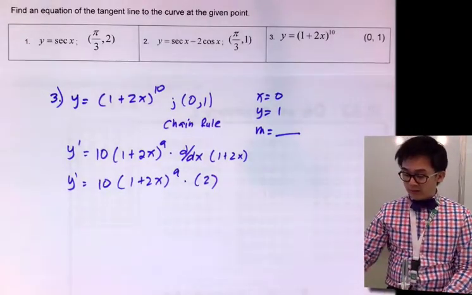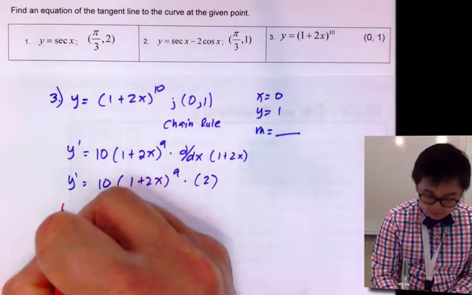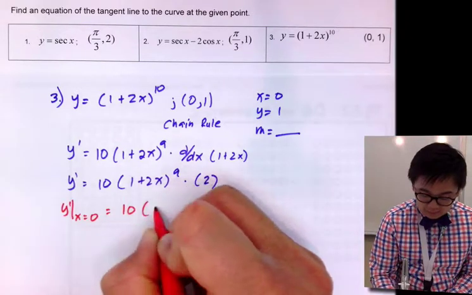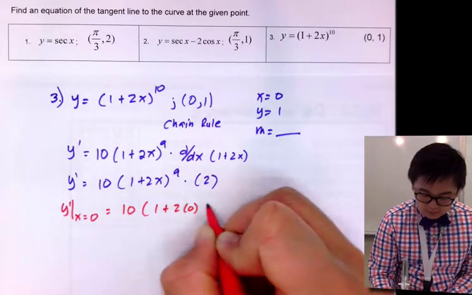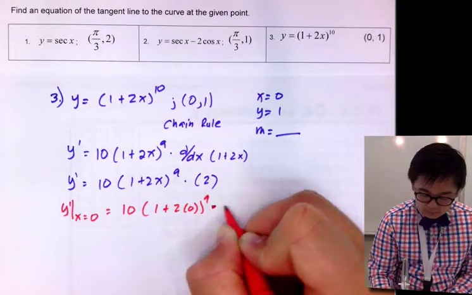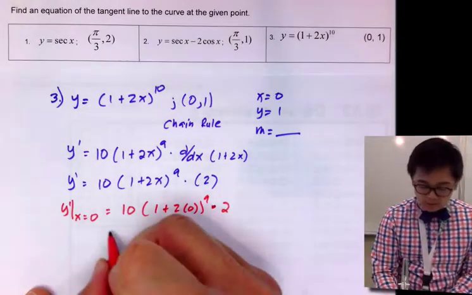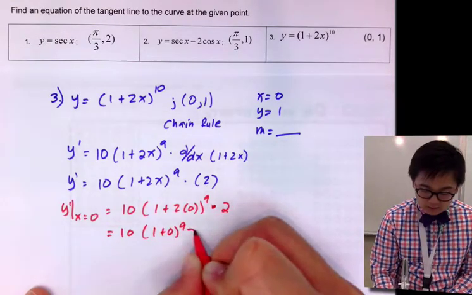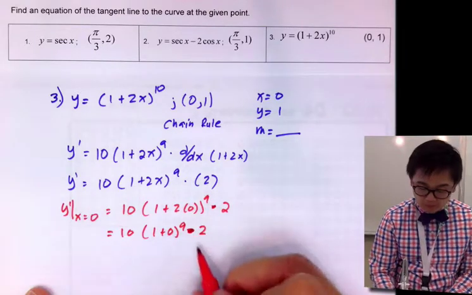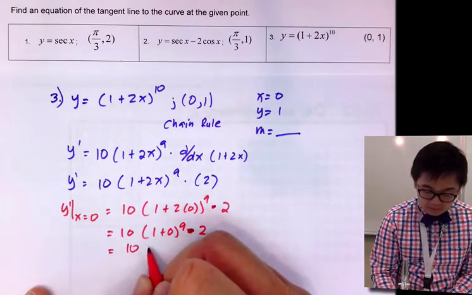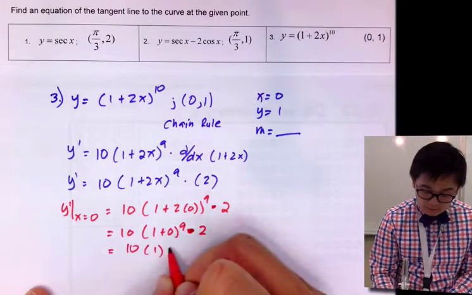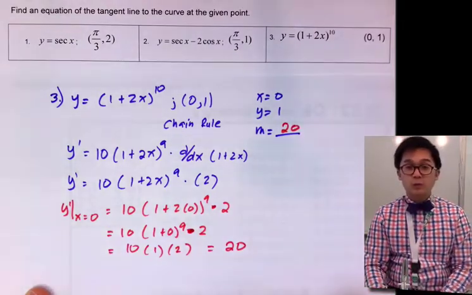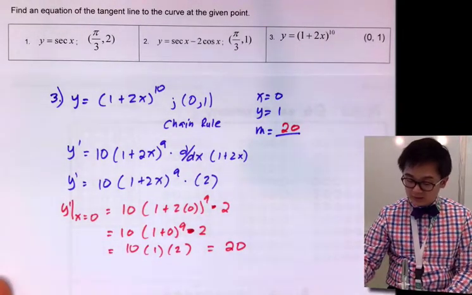So now that we have our derivative, let's go ahead and evaluate the derivative at x equal to 0. So we'll have 10 times 1 plus 2 times 0 raised to the 9th multiplied by 2. And we'll have 10 times 1 plus 0 to the 9th multiplied by 2. And we'll have 10 times 1 multiplied by 2, which gives us 20. So the slope of our tangent line is 20.